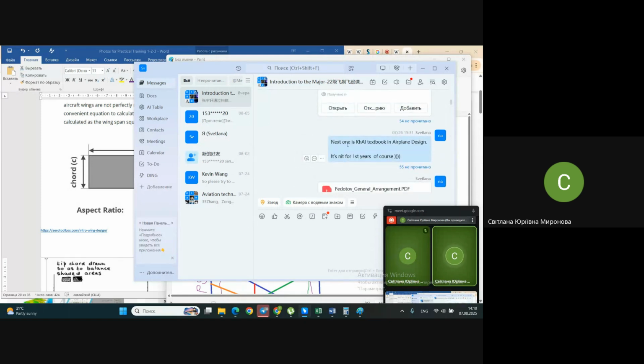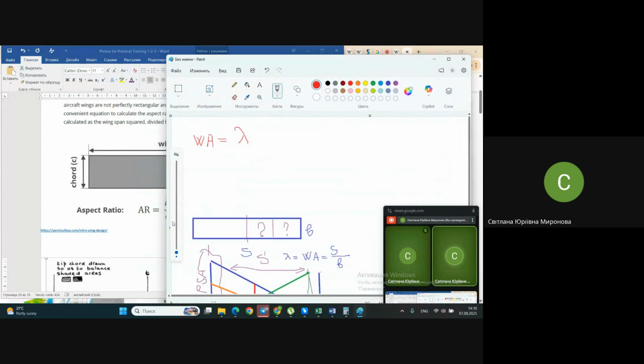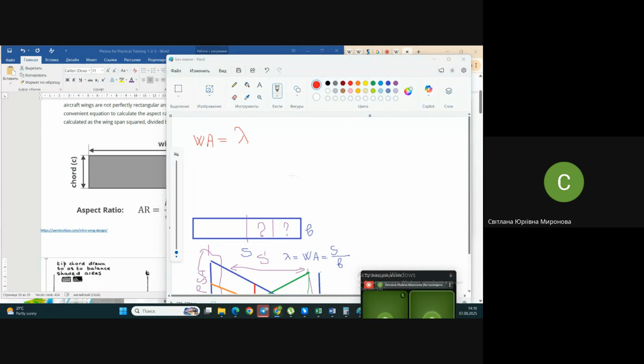Here is the Fedotov textbook, Fedotov general arrangement. In this book you may find some information about the story we are talking about. Not the exact technique, step by step, but some information. And in that book you will see designations that we get used to, like we teach our students in our country. So this one, wing aspect ratio equal to span.